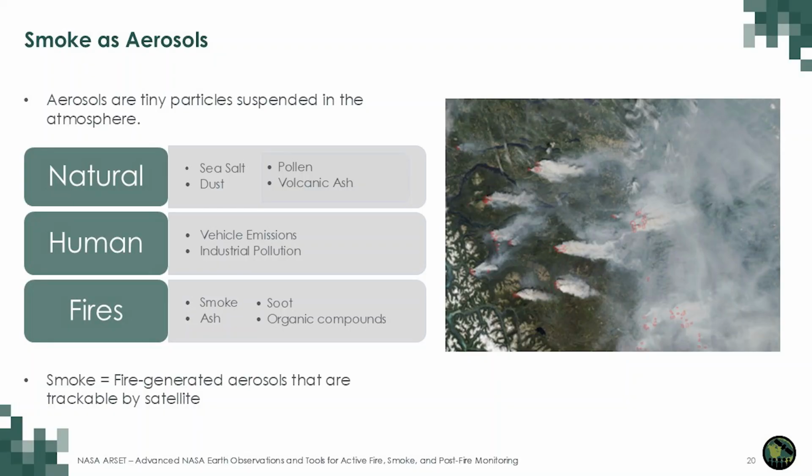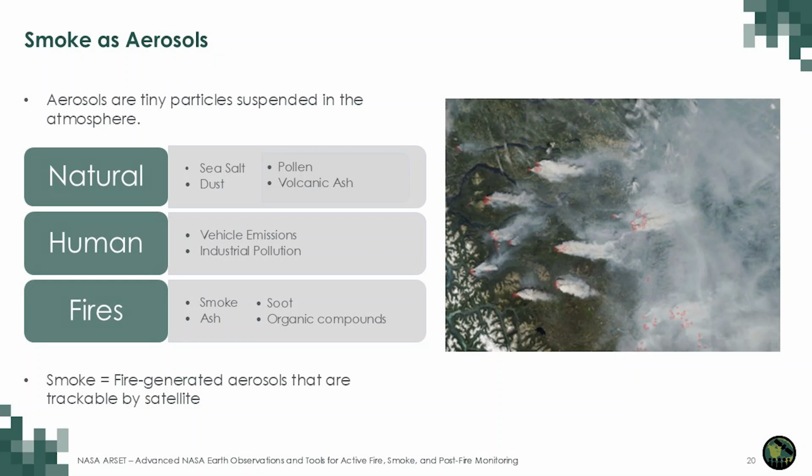And why does this matter? It matters because smoke doesn't just stay local. These particles can travel hundreds or even thousands of kilometers from their source, affecting air quality far from the original fires. So understanding smoke as an aerosol helps us use the right tools to track its movement.